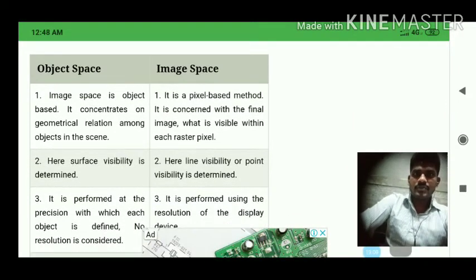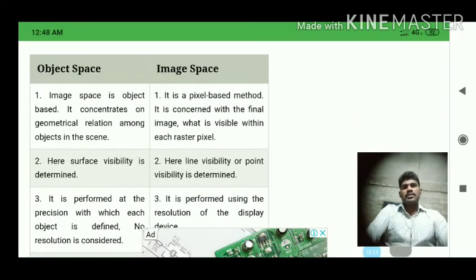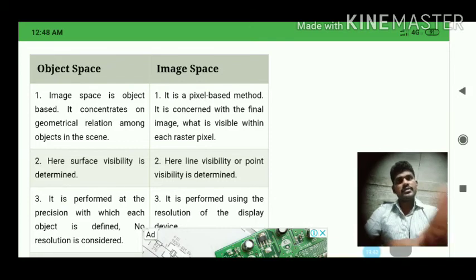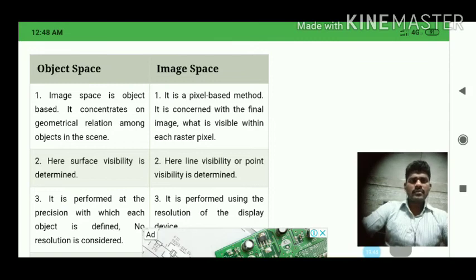Image space is pixel based. It concentrates on the geometrical relation among the objects on the screen. It is concerned with the final image, what is visible within each raster pixel. We are using geometrical tools here to draw the picture. Here we are using the screen, the pixels, so the relations are geometrical. Here surface visibility or point visibility is determined. So these are the differences between the object space and image space methods. Both are used for visible surface detection or hidden surface removal.